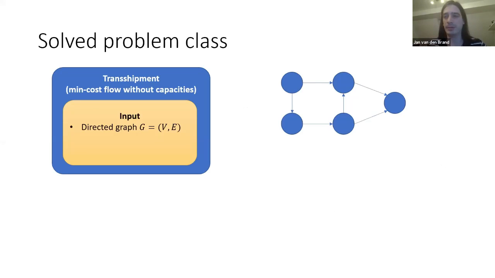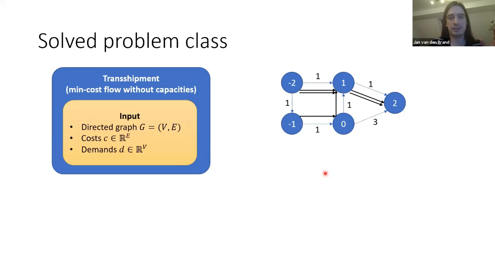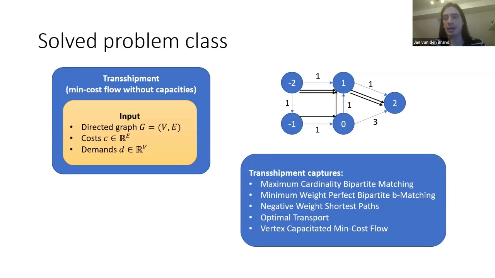What we solve is transshipment. You can think of that as something like minimum cost flow without capacities on the edges. So here we are given some directed graph, and we have some costs assigned to the edges, but no capacities. And then we also have some demands for the vertices, so how much flow a node wants to send or how much it wants to receive. Now the task is to route this flow while minimizing the cost. So a solution would be something like this here. And this captures a wide range of graph theoretic problems. So it captures maximum cardinality bipartite matching, minimum weight perfect bipartite b-matching, negative weight shortest path, and a bunch of other problems.